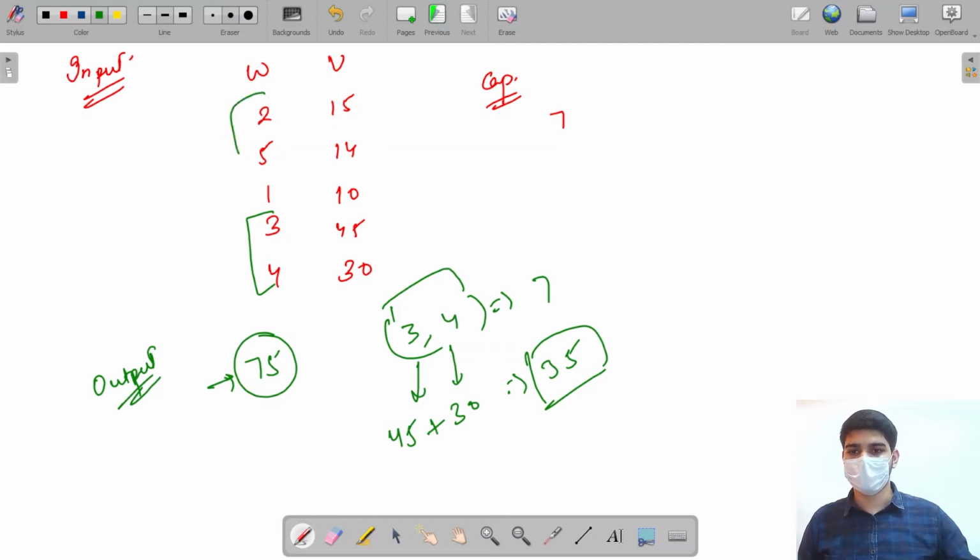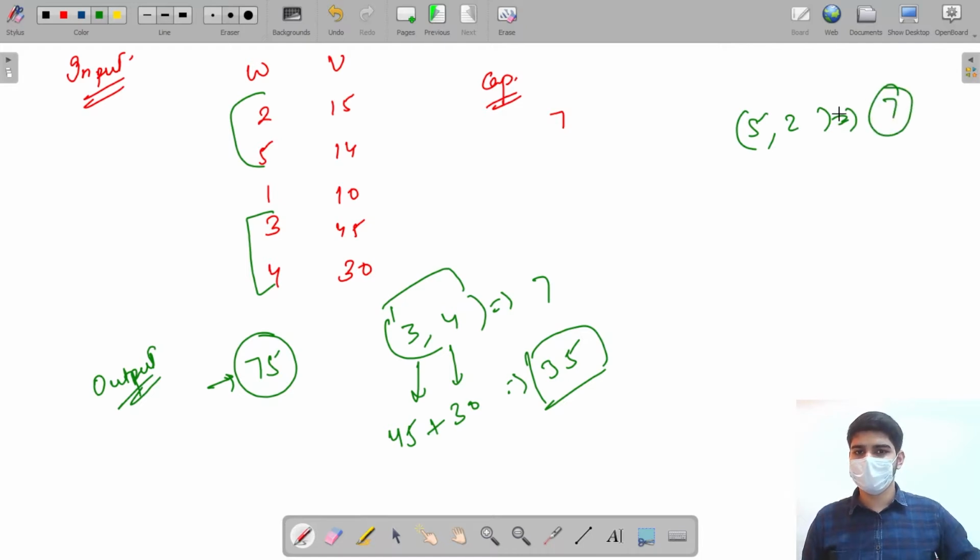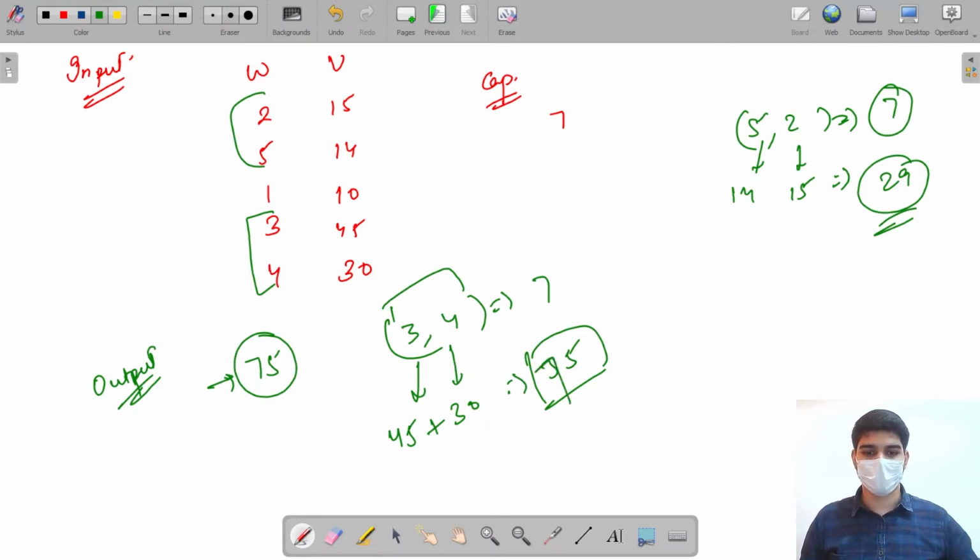If we take the first two elements, which are having weight 5 and 2, if we add them both up, we get 7, right? So this also satisfies. But if we look at the values that they provide, it's 14 and 15. That is a total of 29. So the value that they generate is just 29, right? But in this case, it's 75, right? Hence, this is the set that has maximum value.